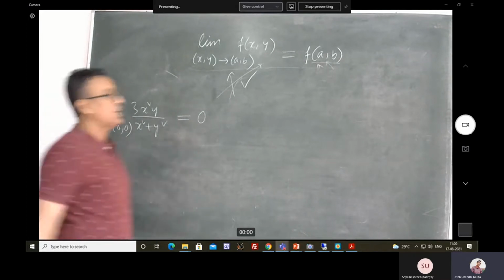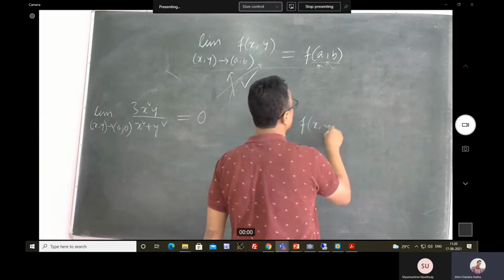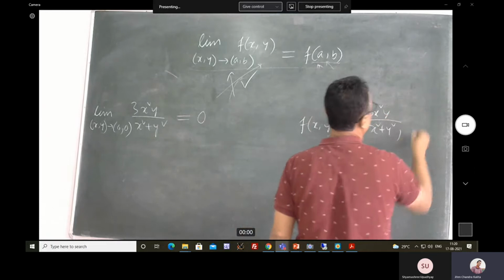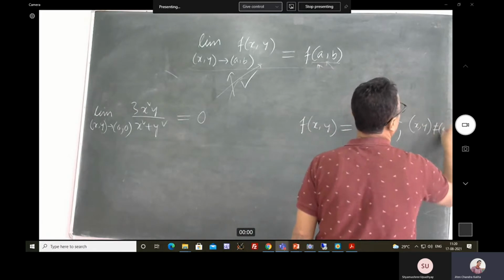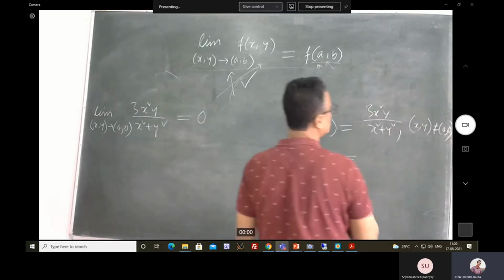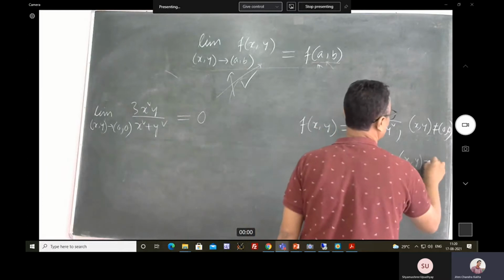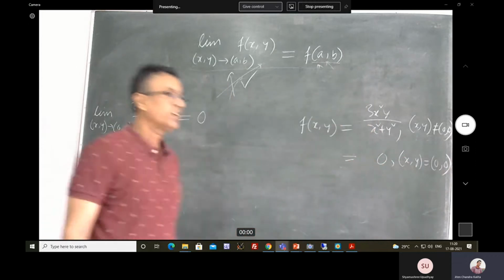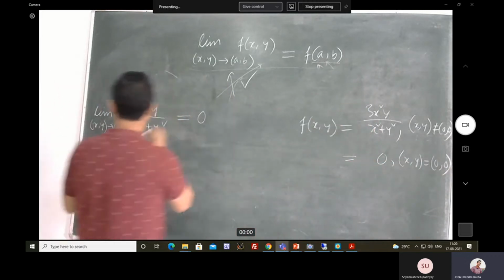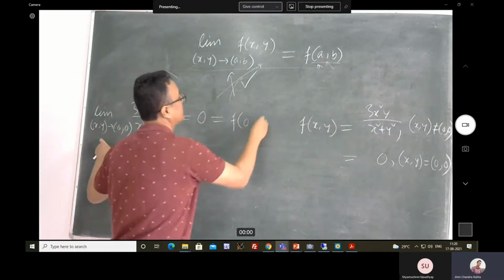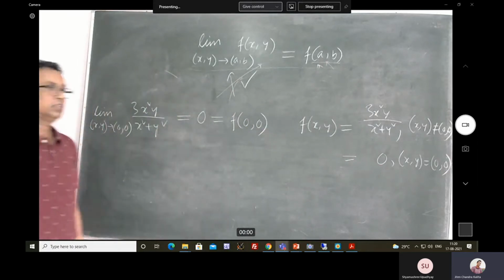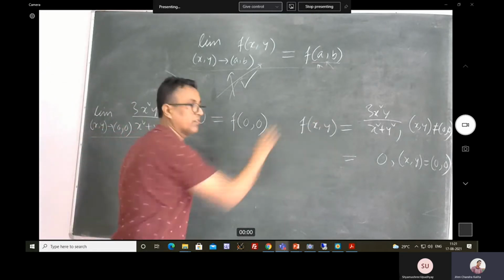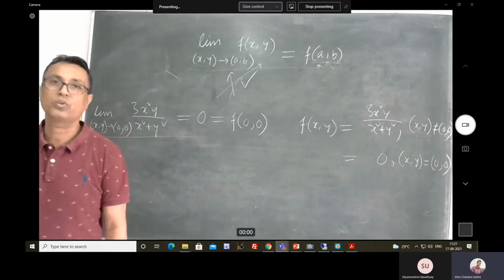Fine? Okay. So now, if I construct a function as this, equal to 3x squared y divided by x squared plus y squared when (x, y) is not equal to (0, 0), and this is equal to 0 at the origin. If I define my function like this, then obviously you know what is going to happen. So this is going to be f(0, 0), right? So the definition of continuity is satisfied here.